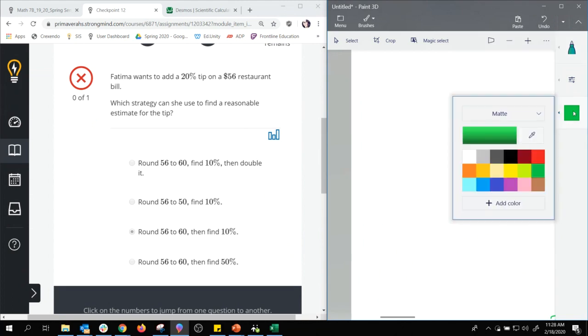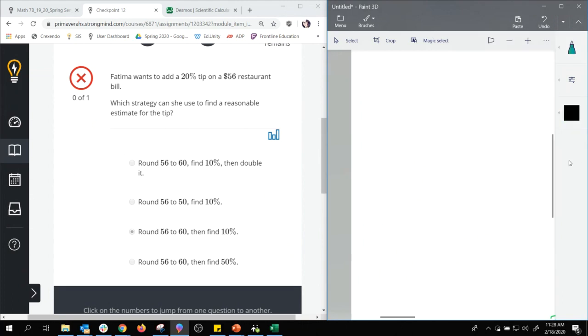Leaving 20% is a pretty common tip at a restaurant. To find 10% of any number, all you have to do is take your decimal and move it to the left one time. So if her bill is $56, moving the decimal to the left one time gives me 10%.